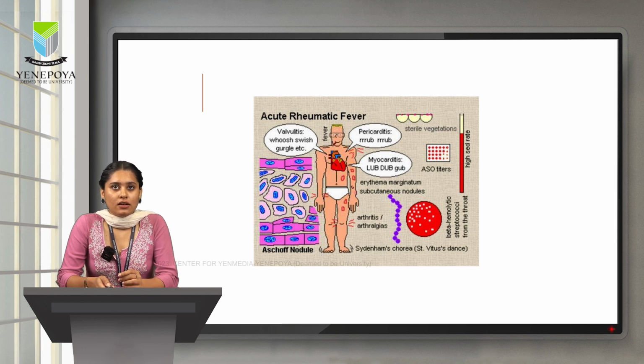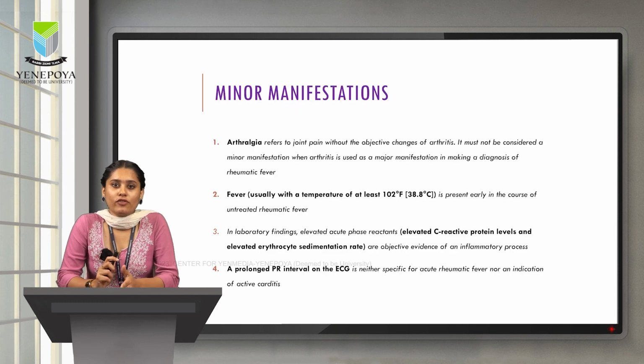So these are the pointers to remember. These are the 5 major criteria which you have to remember in patients who are having acute rheumatic fever. Now we have already gone through the 5 major criteria, which are very important. Now moving on to the minor manifestations.